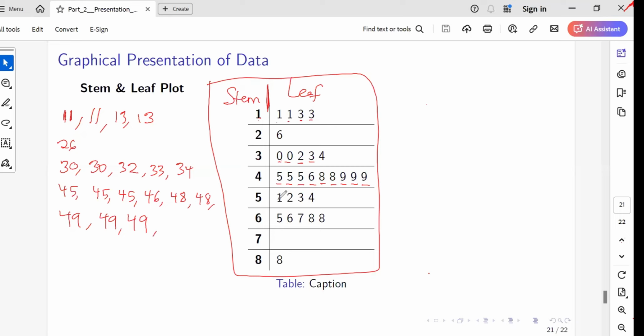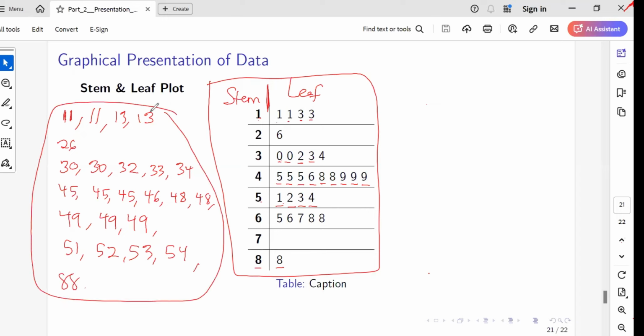Okay, I'm on the fifth one. So we have 51, 52, 53, and then 54. 7 has nothing here. It means there was no number which is 70 something. Then the final one is 88. So this is the data set that was used to create this stem and leaf plot.